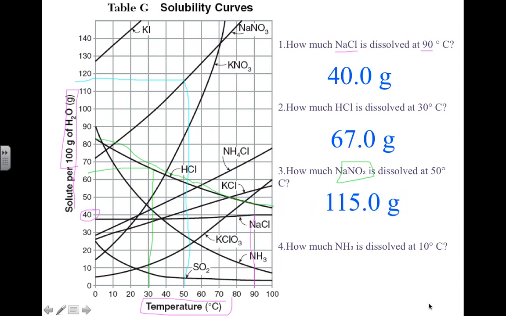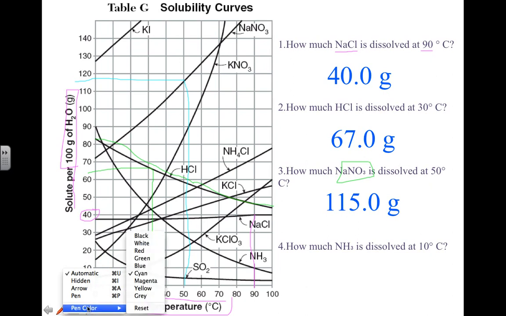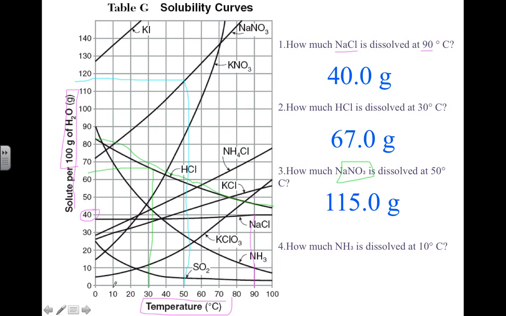How about NH3? That is being dissolved at 10 degrees Celsius. So, where's the temperature? Go to the bottom, find 10 degrees. Go ahead, you can do it. And then draw a line. So let's use red. 10 degrees. Where are we stopping at? NH3. Keep going until you get to NH3, right here. Okay, now what do I do? Well, they want to know how much. So where's the how much part? Oh, over to the left. There we go. 70 grams.